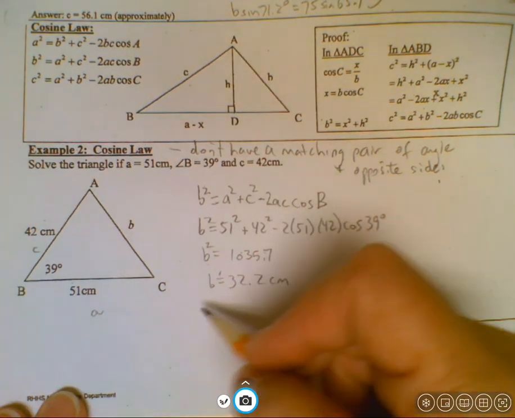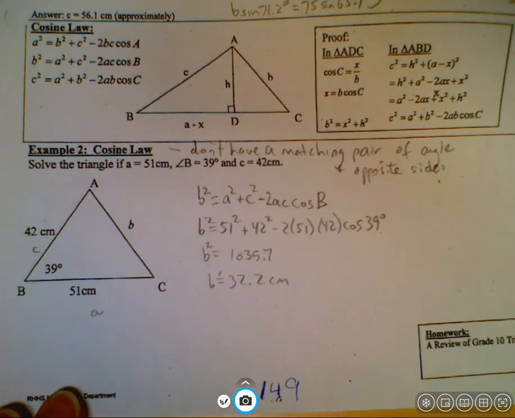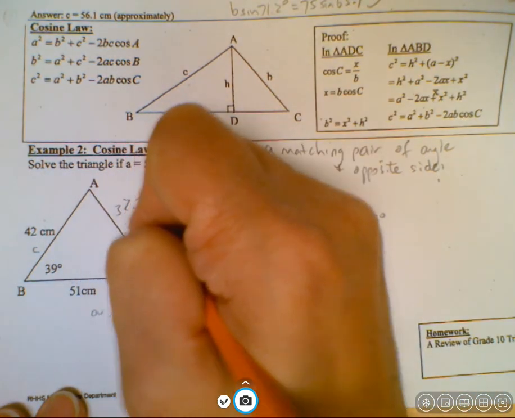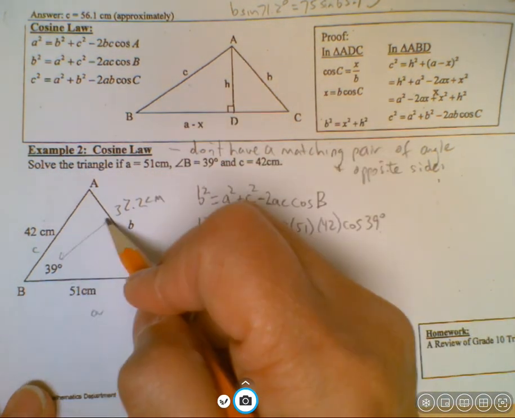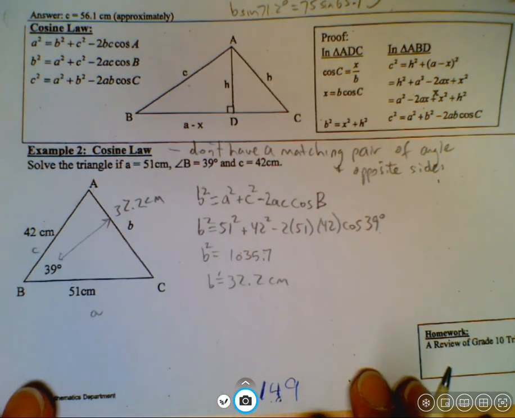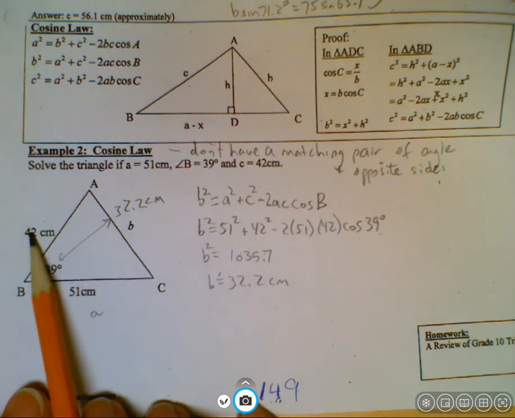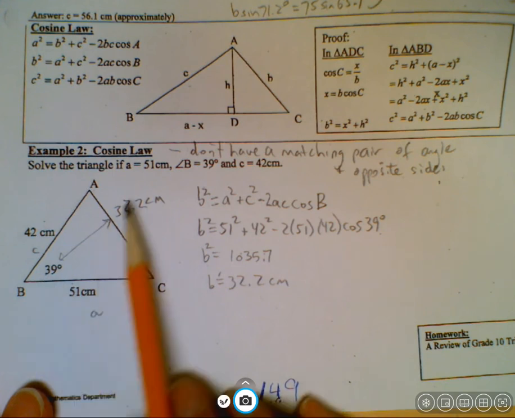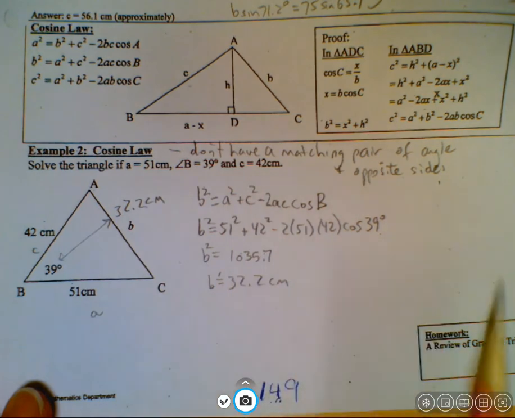Okay, so there's our little b, and now I need to find little c. Now, by finding little b, I now have an angle and an opposite side pair given to me. All right. I can use the cosine law again if I wanted to, but the problem is I don't have the angle across from 42, so it'd be hard to set that up. So now that I have this pair, I should be using the sine law because that's what you do when you have a pair given to you.